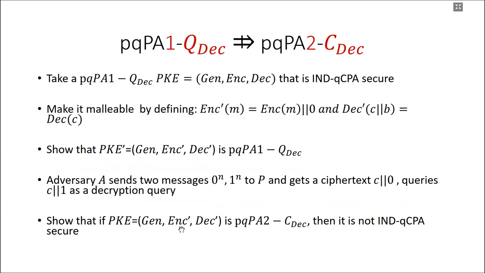We show that if this new public key encryption scheme with encrypt prime and decrypt prime is PA2 CDEC, then it's not QCPA. The high-level idea is that since we assume this PK is PA2, for any adversary there exists a plaintext extractor that works for any plaintext creator P. So we define two plaintext creators, P0 and P1. P0 encrypts the message 0 to the N, and P1 encrypts the message 1 to the N. And then we can use these to break the QCPA security.